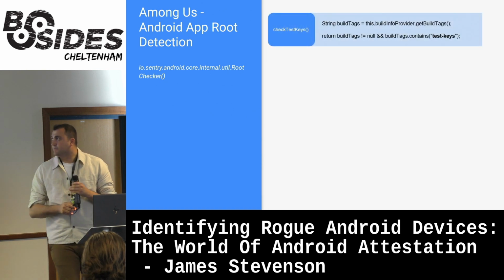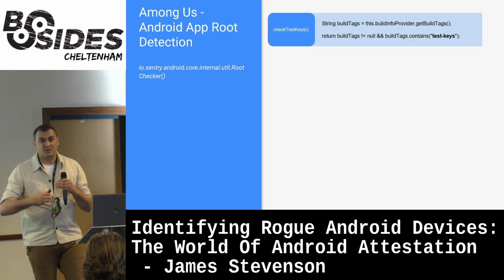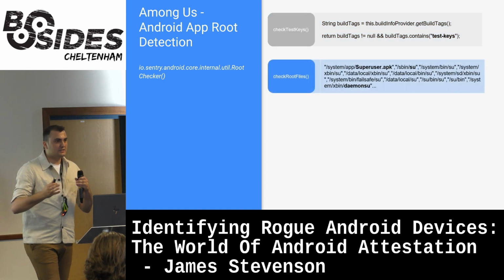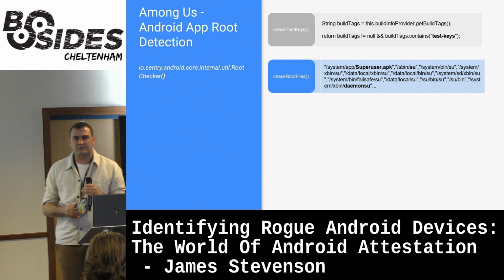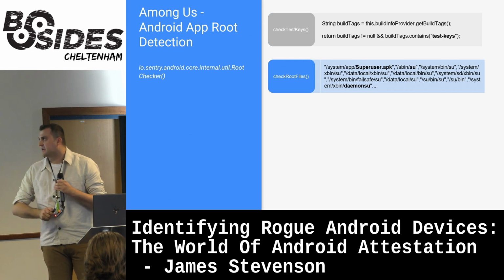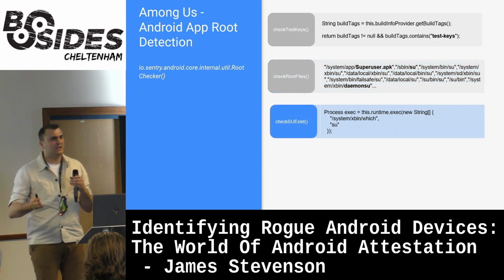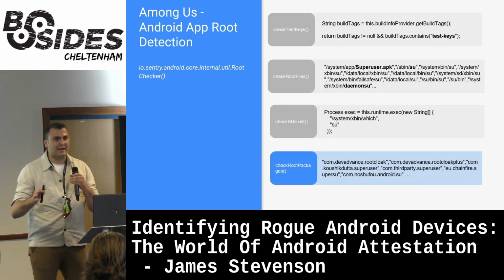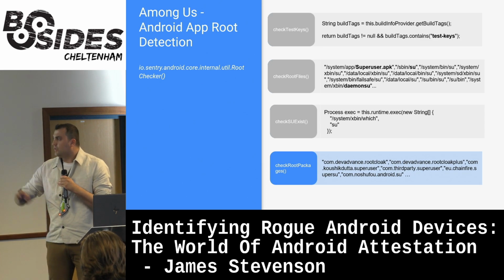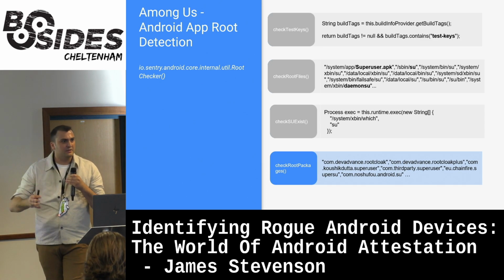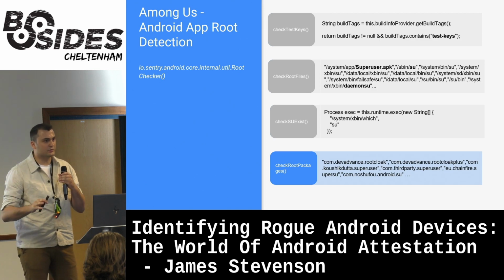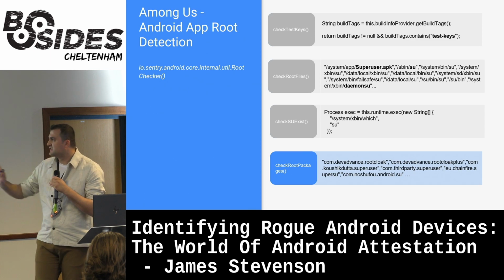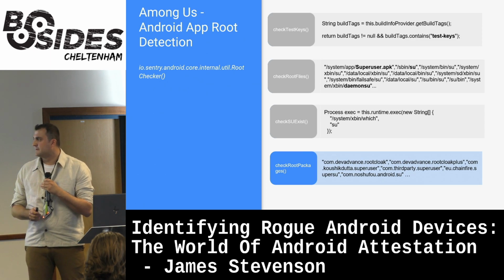So the first check they're doing is they're looking for the keys that have been used to sign the kernel on the device, and they're checking to see if they're test keys. Next, they're looking at the file system, and they're saying, okay, what files exist on the device, and are they related to rooting in one way or another? Next, they're checking to see if the SU user exists. And finally, they're checking to see if any rooted packages exist on the device. All things considered, some fairly preliminary techniques to identify if the device is rooted or not. I'd fully expect Among Us to have additional anti-cheat mechanisms, just not when it comes to root detection.